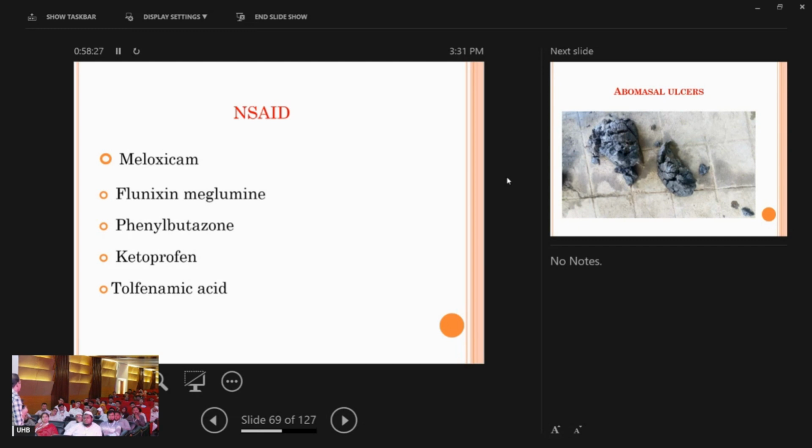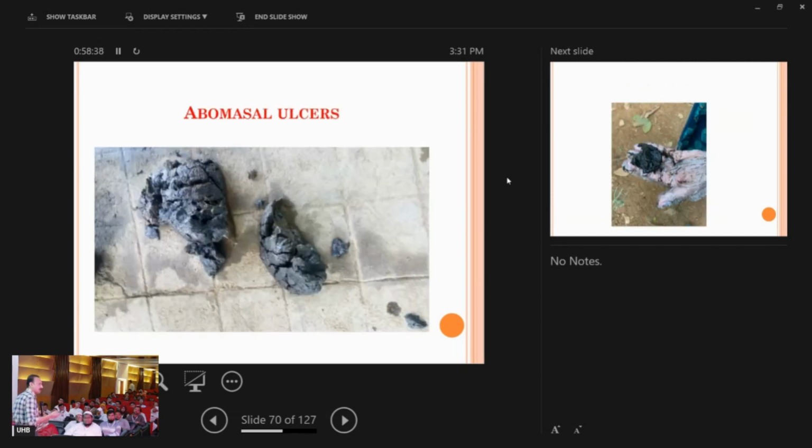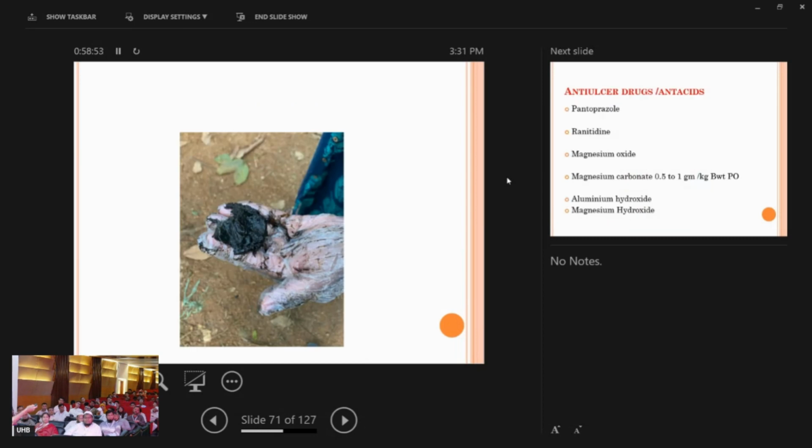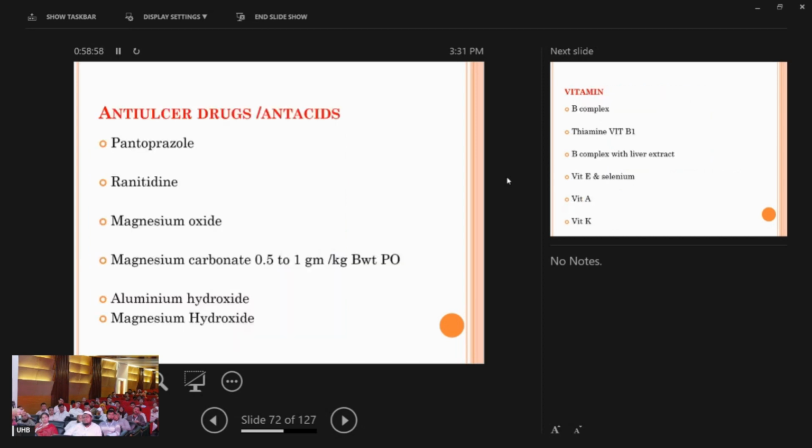Also don't exceed the dose. You can give it in the normal, specified dose. If you exceed the dose and give it for more than 5 or 7 days, the animal will pass dark tarry colored feces, which may be liquid, semi-solid or solid in nature. It is indicative of abomasal ulcers. So you have to treat it with pantoprazole.